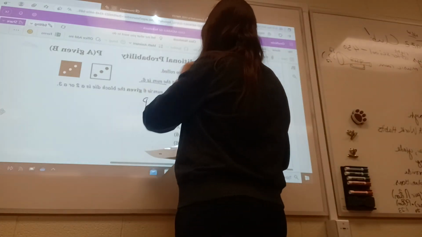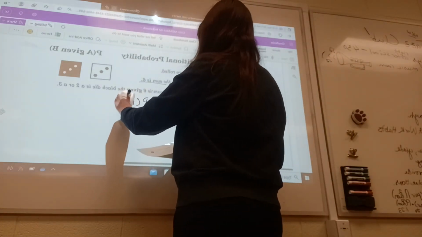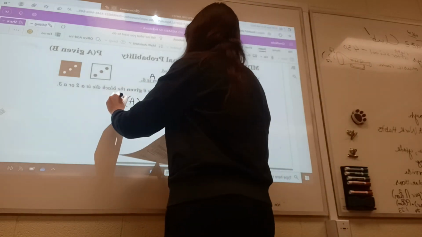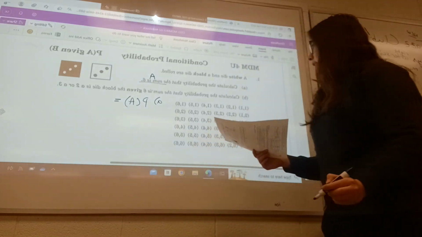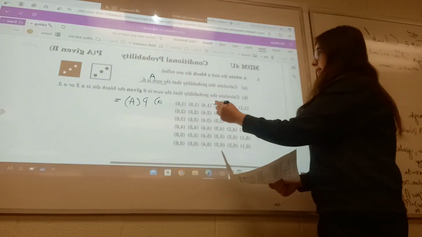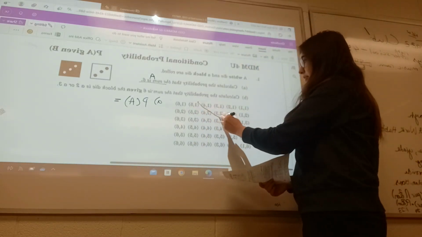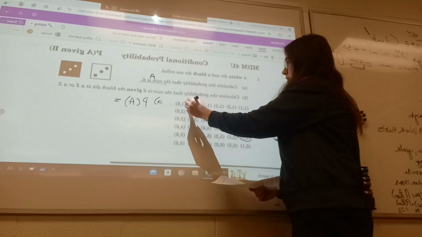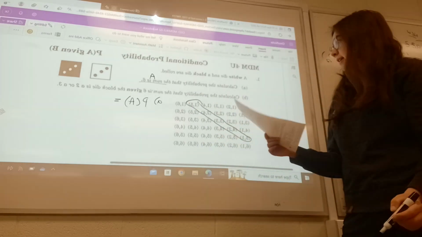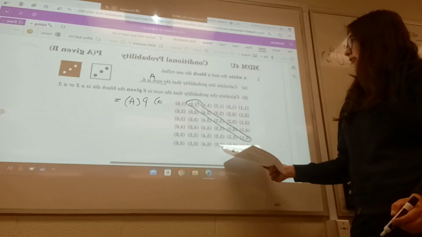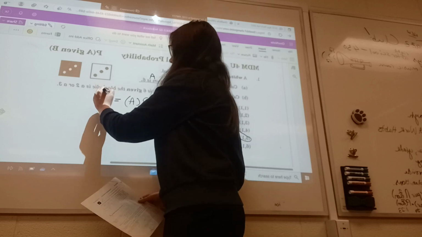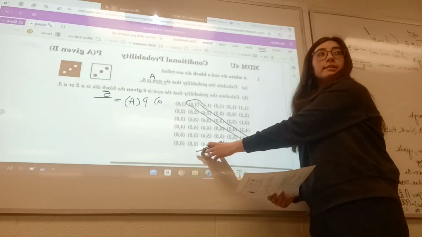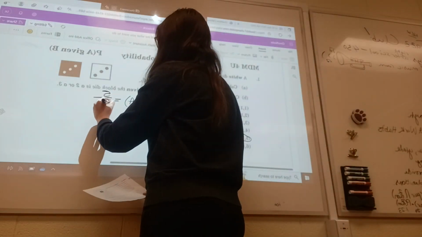The probability of event A happening, we'll call this event A. The probability we have a sum of 6 equals, well, let's see, how many ways can we have a sum of 6? 1 plus 5, 2 plus 4, 3 plus 3, 4 plus 2, 5 plus 1. Those will all add up to 6. So we have 1, 2, 3, 4, 5 ways our event can happen, divided by 36 outcomes total.